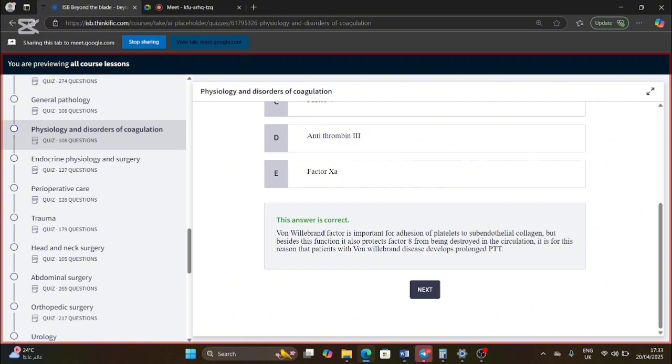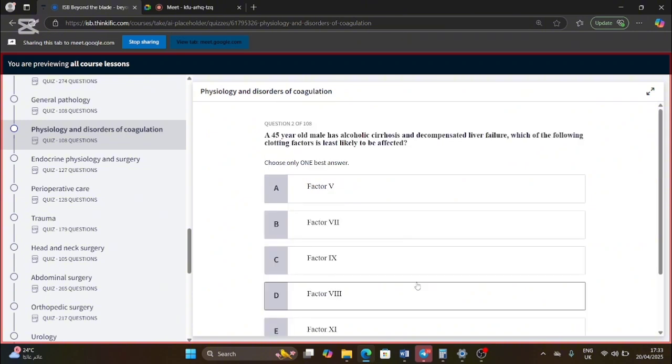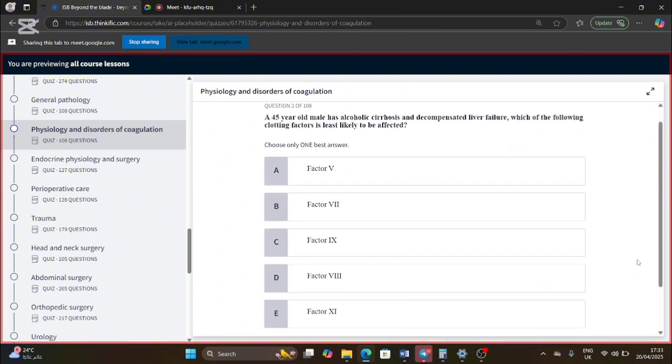That's why those that have von Willebrand disease have prolonged PTT, right? Because there is destruction of factor 8. In addition to having prolonged bleeding time. Okay.